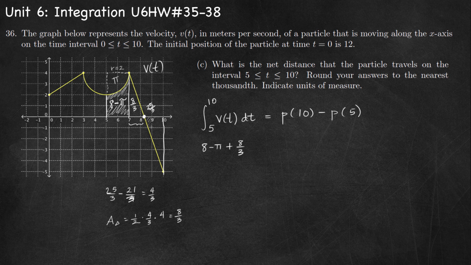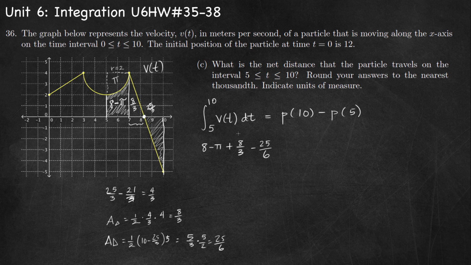Now the area down here, we've got a triangle that goes from 25 thirds to 10. So the area of that bigger triangle, we've got 1/2 times 10 minus 25 thirds times the height here, which is 1, 2, 3, 4, 5. So 10 is 30 thirds, 30 minus 25 over 3 is 5 over 3. So we have 5 over 3 times another 5 and then over 2, which is 25 over 6. And that area is negative. So minus 25 over 6.